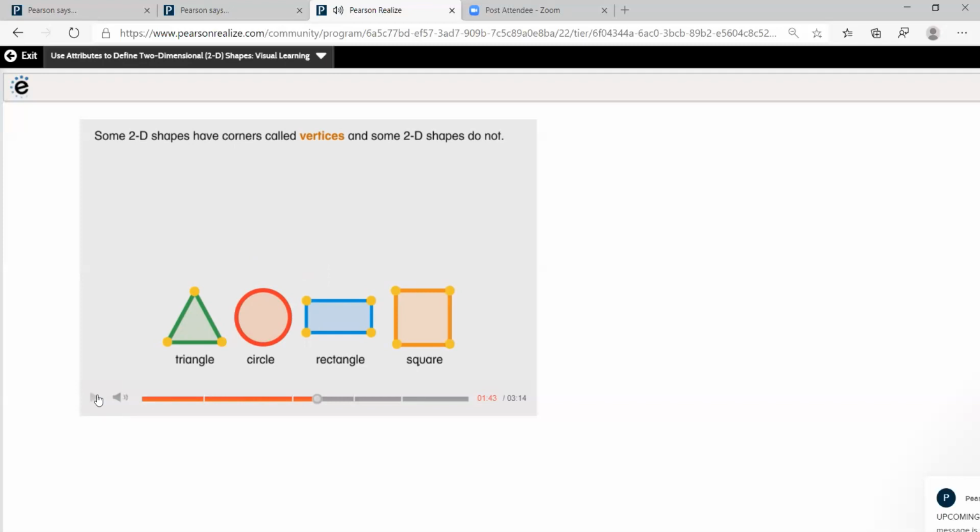Some 2D shapes have corners called vertices, and some 2D shapes do not. A vertex is where two straight sides come together in a point or corner. So if you look at the triangle, the yellow circles represent where the vertices are. Notice the circle does not have any because there are no straight sides. The rectangle has vertices. The square has vertices where the sides meet in a corner.